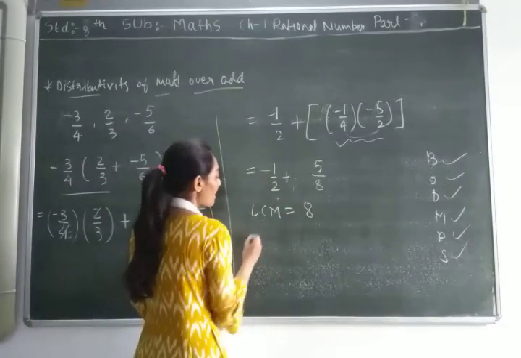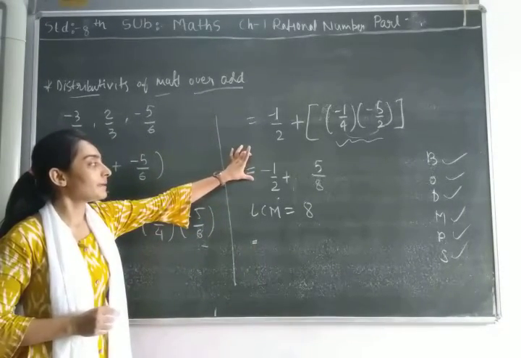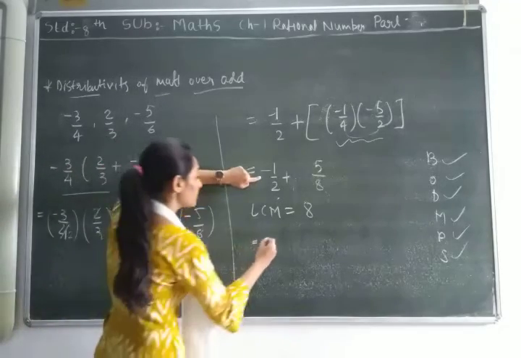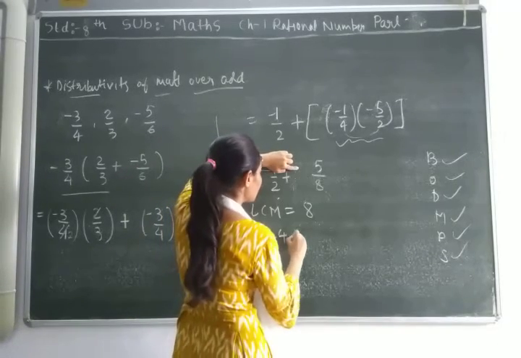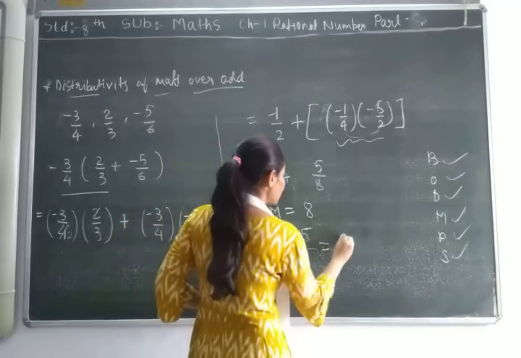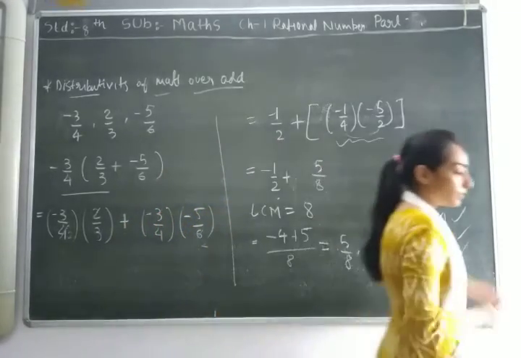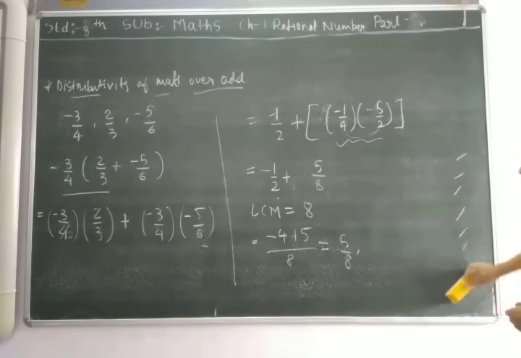Now which element do I have to multiply over here? 4, minus 4, okay, and plus 5 divided by 8. What remains is 5 by 8. So 5 by 8 is the answer. Now look at over here, the quotients.